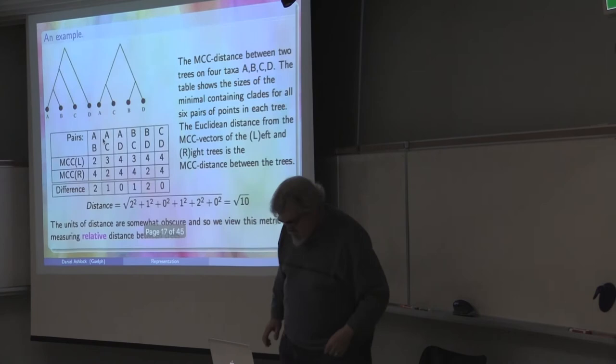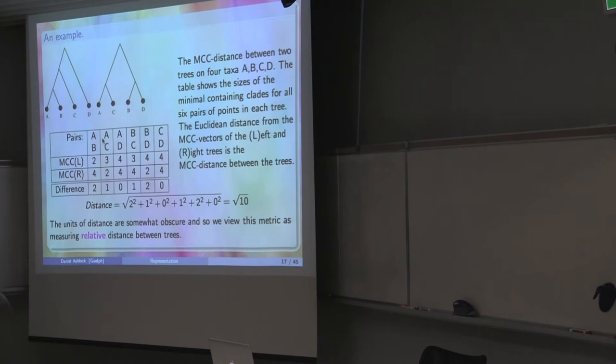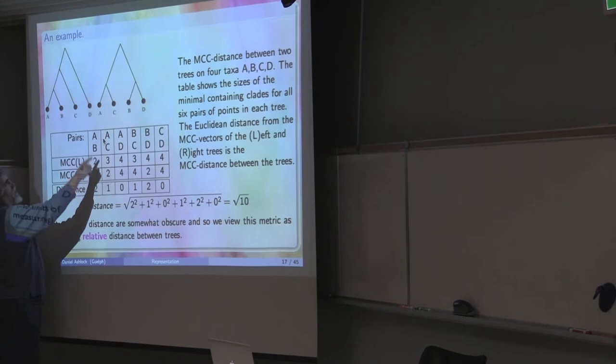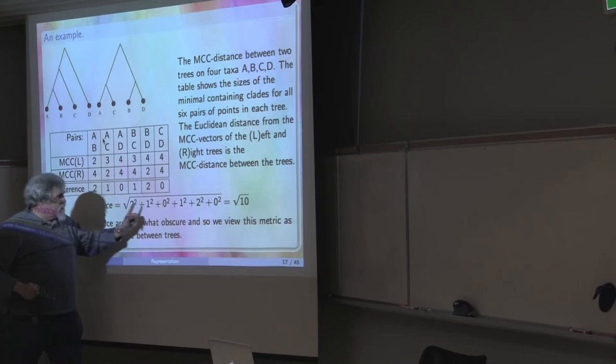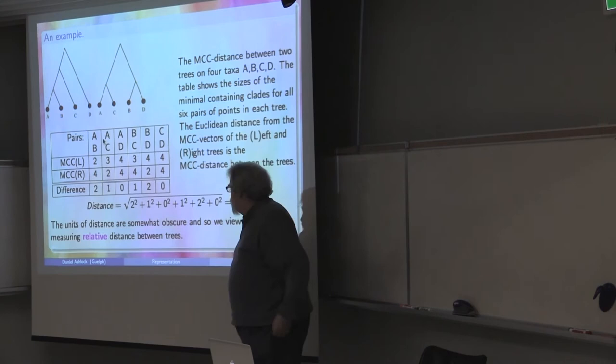Since I teach too many first-year math classes, let's do an example. There's those two different trees. I went through, and like AB, it's 2 and 4. And like BC, it's 3 and 4. So I'm computing the minimal containing clades. I then take the difference and take the square root of the sum of the squares of the differences. And so those two trees are the square root of 10 apart. I really can compute distances between trees.